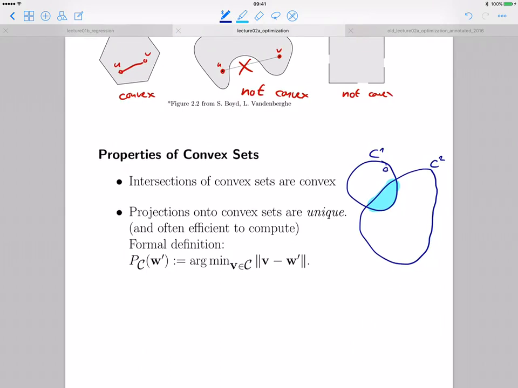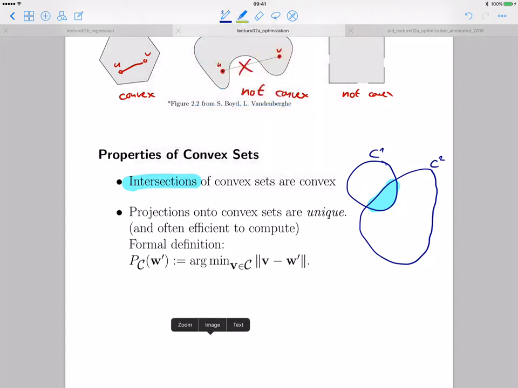If I would take the union of these two sets, then here is a counterexample. So the union is not maintaining this property. But the intersections are fine. Another property is about the closest point in the set. That's what we call a projection. So given that you are somewhere, you can ask what's the closest point in the set to my current position.